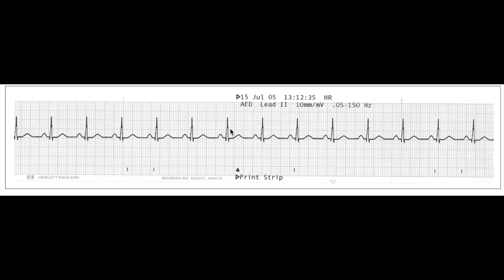Then if we look at our rate, we can determine if it's normal sinus rhythm, sinus tachycardia, or sinus bradycardia. Because it was a rate of 75, that's between 60 and 100, so we'll say that this is a normal sinus rhythm at a rate of 75.